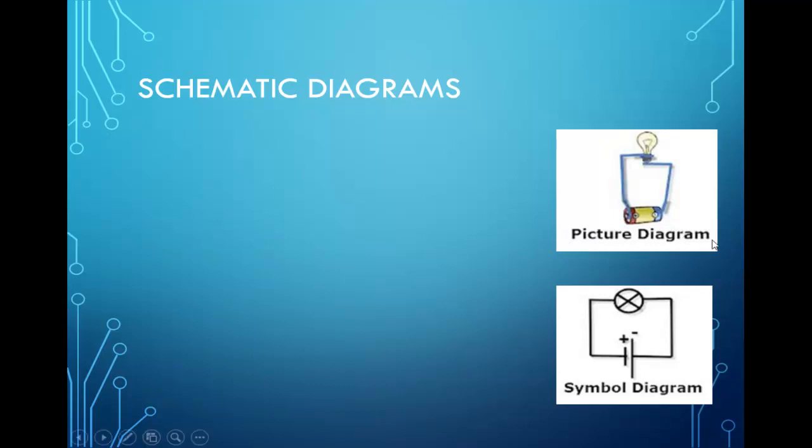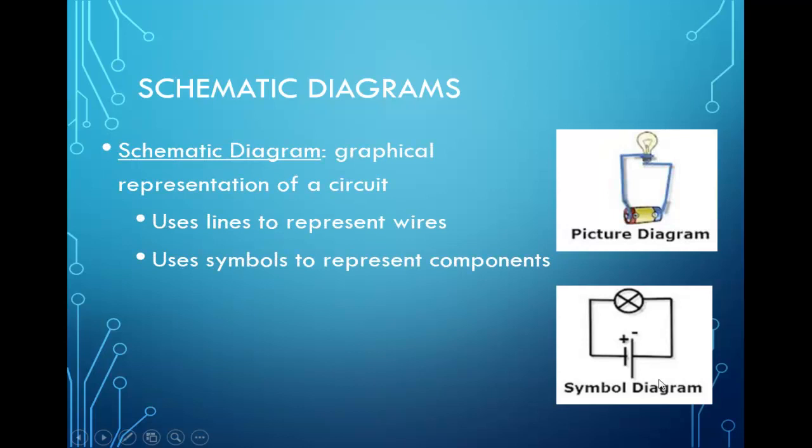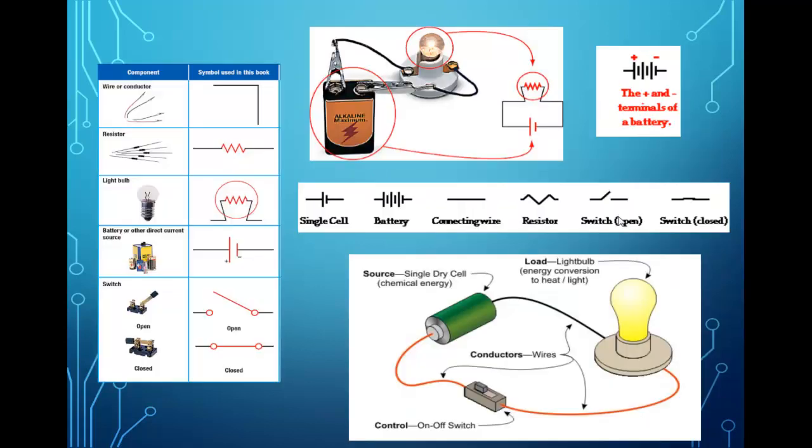Okay, circuit diagrams. This is a sample diagram: lamp, battery, and electric wire to connect electricity. A graphical representation of a circuit uses lines to represent wires and uses symbols to represent components. Did you see? This means a single cell, this means a battery, this means connecting wire, this means resistor, this is a switch that is open, and this is a switch that is closed. Okay, these are all the symbols used inside an electric circuit.